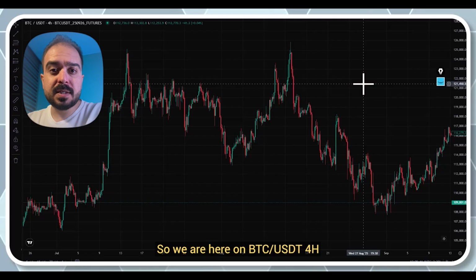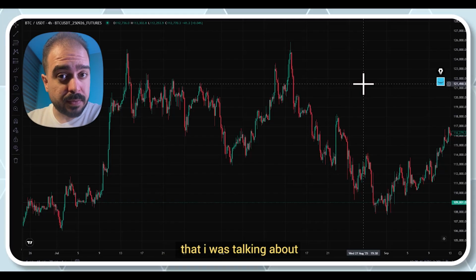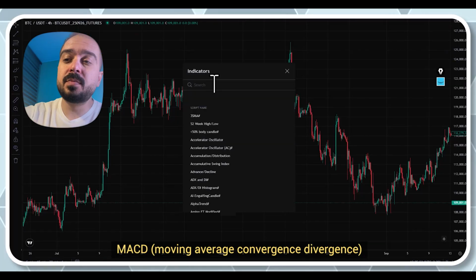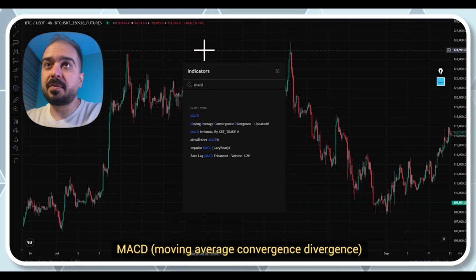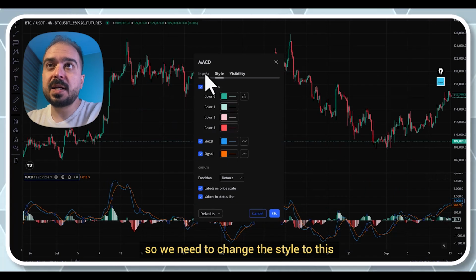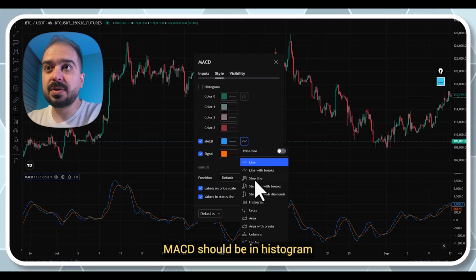So we are here on BTC USDT 4-hour time frame. Now let's talk about the coordination that I was talking about. The first indicator that we need to add to the chart is MACD, moving average convergence divergence, with default numbers that we have here. So we need to change the style to this. We don't need the histogram, and MACD should be in histogram.